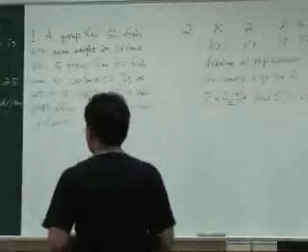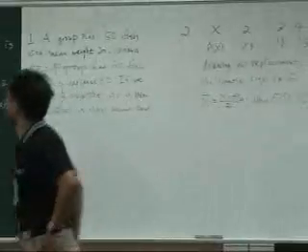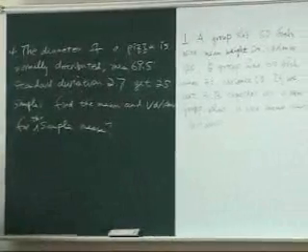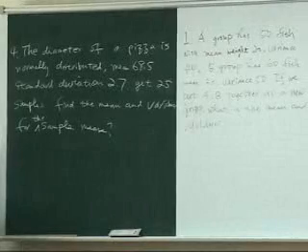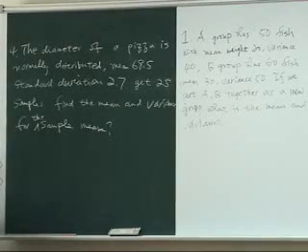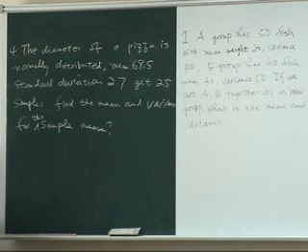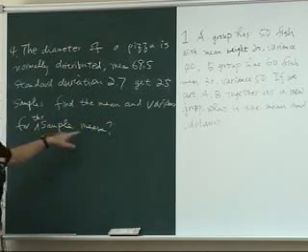For the first one, this is probably the easiest one here. The diameter of a pizza is normally distributed, and the mean is 68.5, and the standard deviation is 2.7, and we're going to get 25 samples out of all the pizzas you produce. You are required to find the mean and variance of the sample mean.